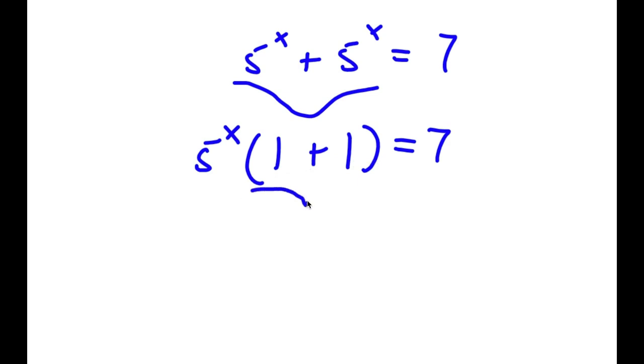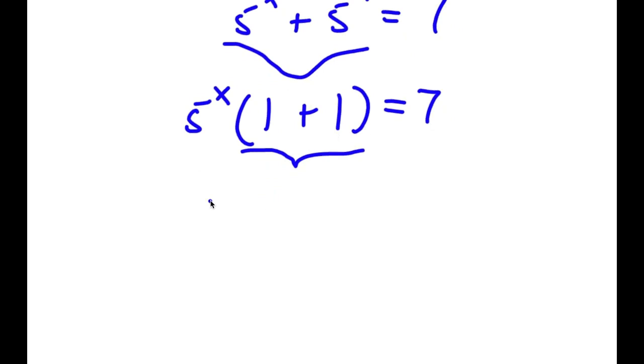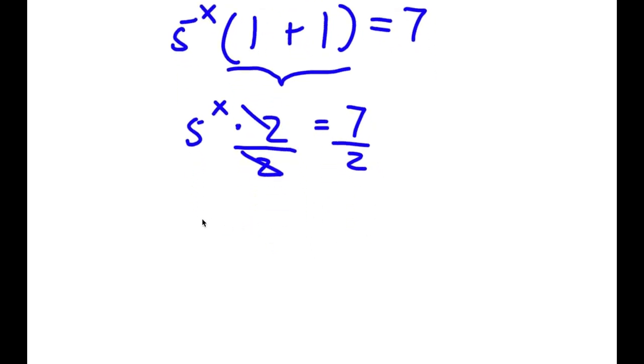Now we're going to simplify what's in the parentheses. 1 plus 1 is equal to 2. So I have 5 to the power of x times 2 is equal to 7. Now we want to go ahead and isolate 5 to the power of x, so I'm going to divide both sides by 2 so I can move 2 to my right-hand side. So then these two would cancel out, and I would have 5 to the power of x is equal to 7 over 2.